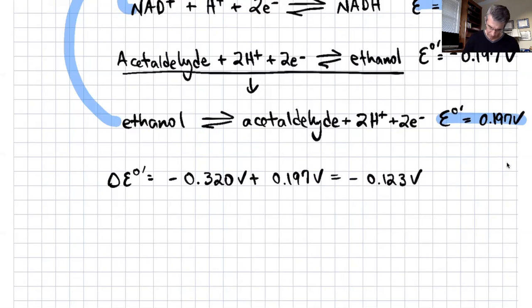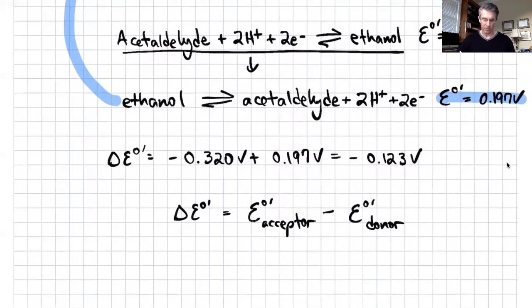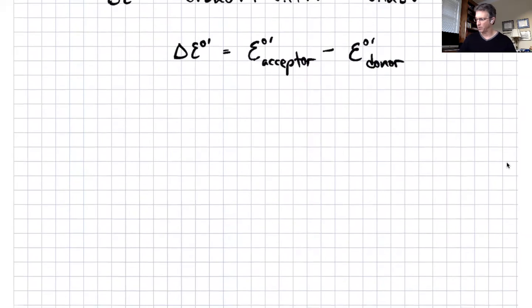In general, the difference in the standard state reduction potential one could express as simply being equal to the measured reduction potential of the acceptor minus the reduction potential of the donor, in the general sense. But the idea here is we're trying to figure out how this relates to free energy values. Well, if you remember that definition we came to for the standard state reduction potential, remember this?